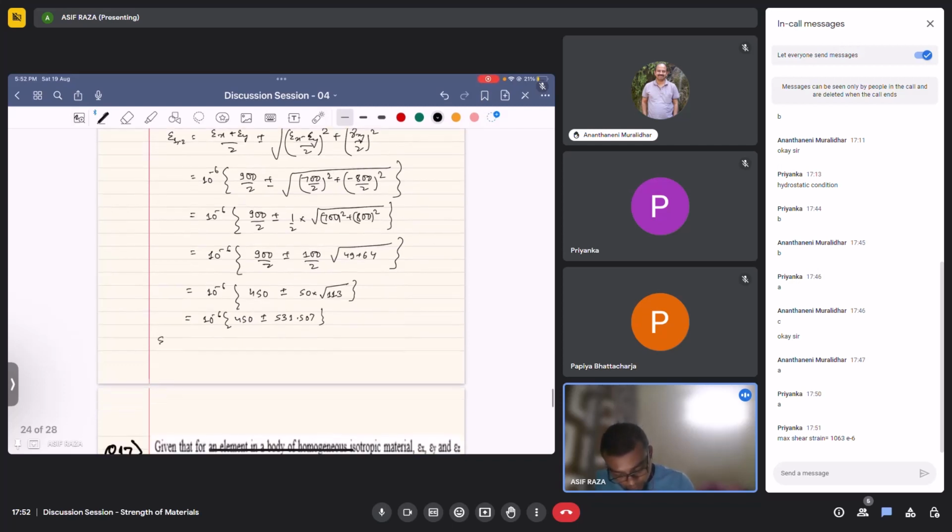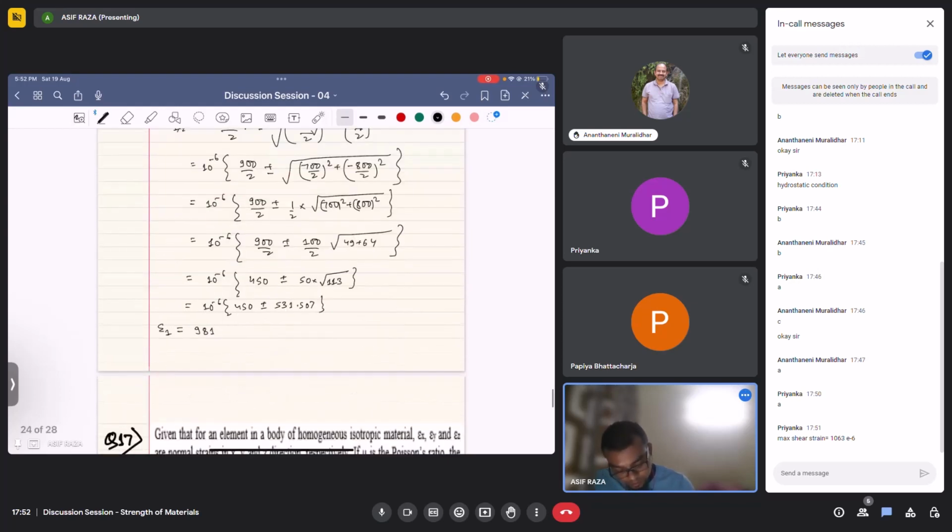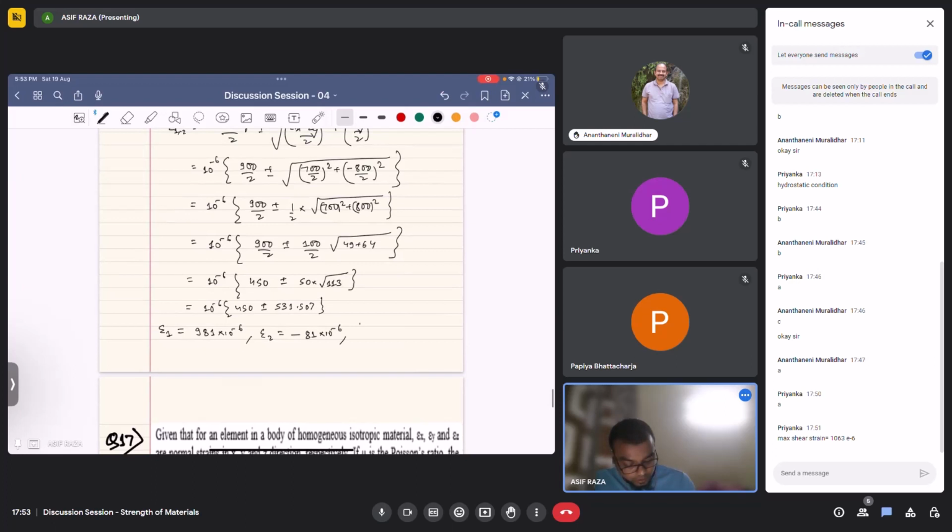Yeah, so epsilon 1 is equal to, if I take the plus, 450 plus 531.507, that is 981 into 10 to the minus 6. Epsilon 2 is, if I take the minus, this would give me minus 531.507 plus 450, minus 81.5.